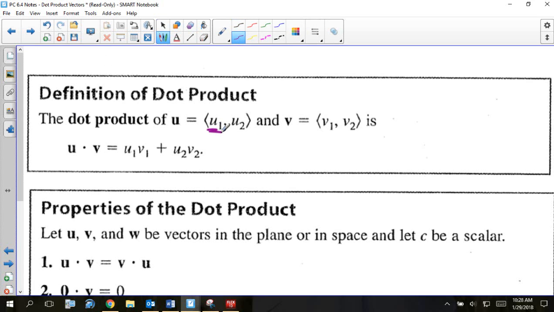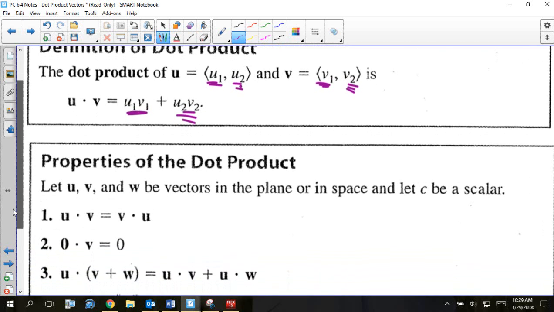So here we're going to multiply the two x's together. We're going to multiply the two y's together, and then we add those together afterwards. And that's the dot product. That's how you multiply vectors. I would not give you this formula, so you'll do it a bunch of times and learn it.